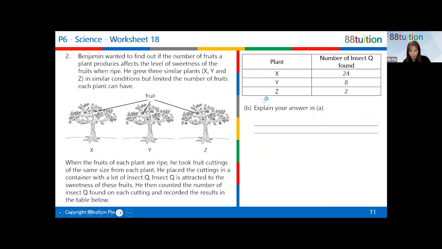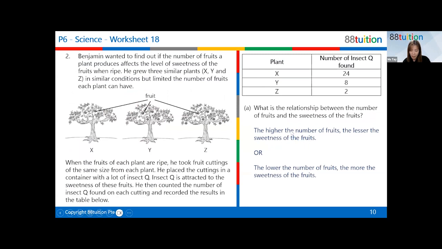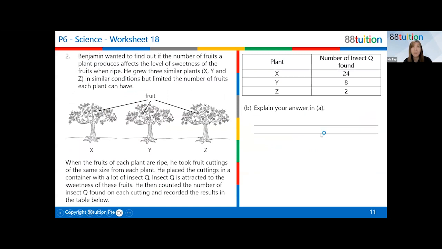Let's go on. Now explain your answer in part A. Why is that so? So when you talk about explaining why higher the number of fruits, the lesser the sweetness, think about it. You have come across questions on how to grow big and sweet grapes, isn't it? Correct? So you are going to cut the stem in certain way such that all the food that is being made in the leaves or all the sugar that is made in the leaves is transported to the fruits and stored there. So in this way, it's the same kind of reasoning.